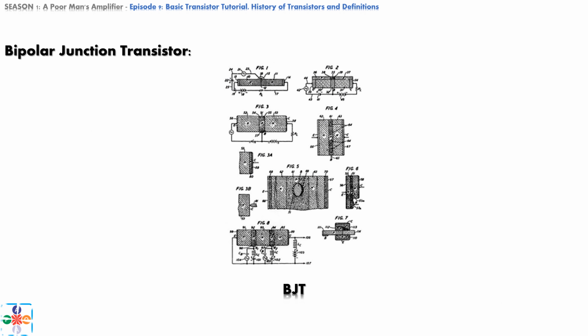In 1948, William Shockley introduced the bipolar junction transistor, which entered production in the early 1950s and led to the first widespread use of transistors. This type of transistor used a sandwich of semiconductor materials.